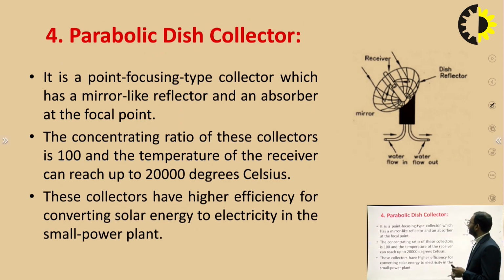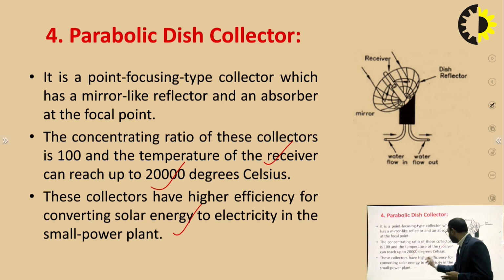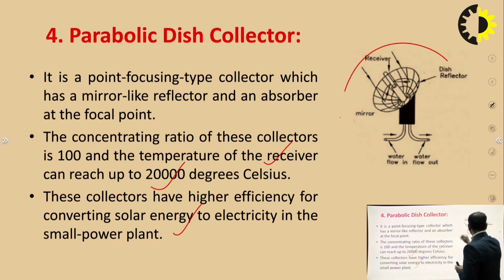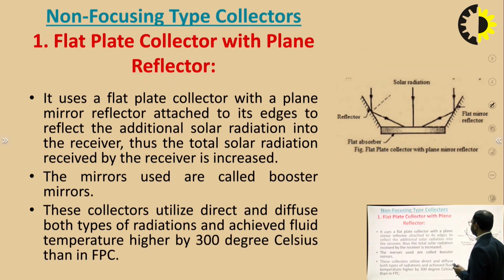Then the last type is parabolic disc collector. Basically it is a point focusing type collector which has a mirror-like reflector and an absorber at the focal point, and the concentrating ratio of these collectors is 100, and the temperature of the receiver can reach up to 2000 degrees Celsius. These collectors have higher efficiency for converting solar energy to electricity in small power plants. So this is the pictorial representation of this parabolic disc collector.